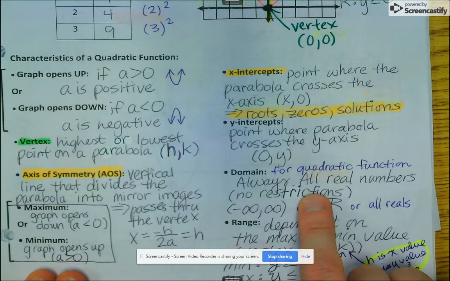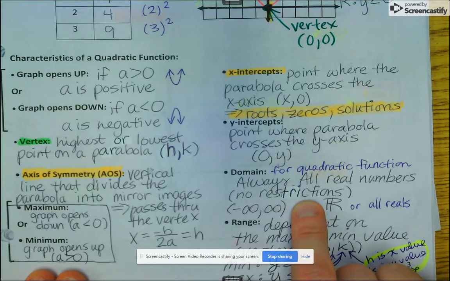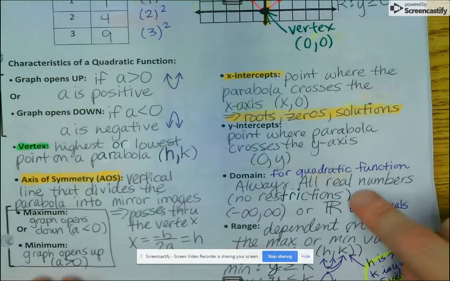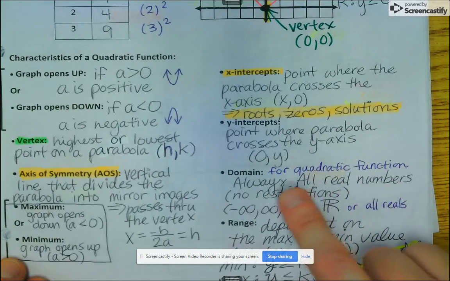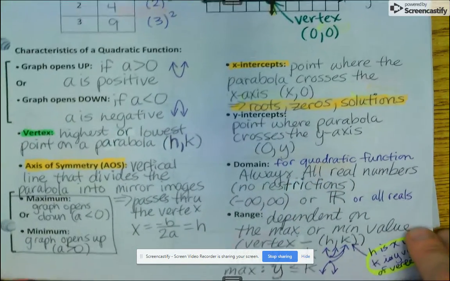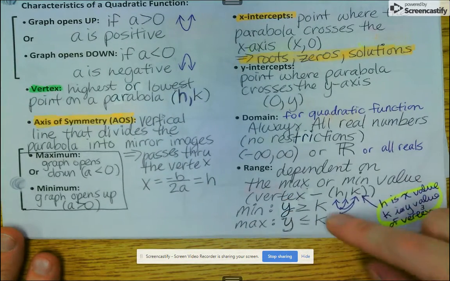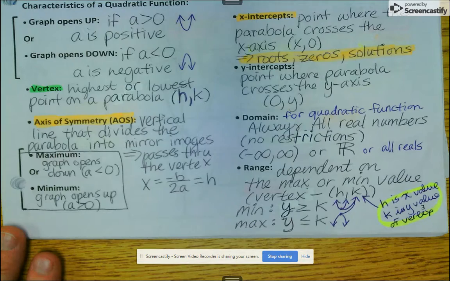Domain for a quadratic function is always all real numbers, no restrictions. Other graphs may not have all reals, but any quadratic function will have a domain of all reals. And the range is dependent on the max or min. So it's going to be from the minimum up or the maximum down.